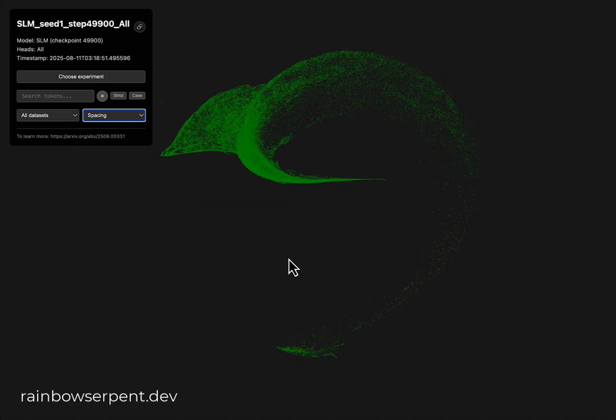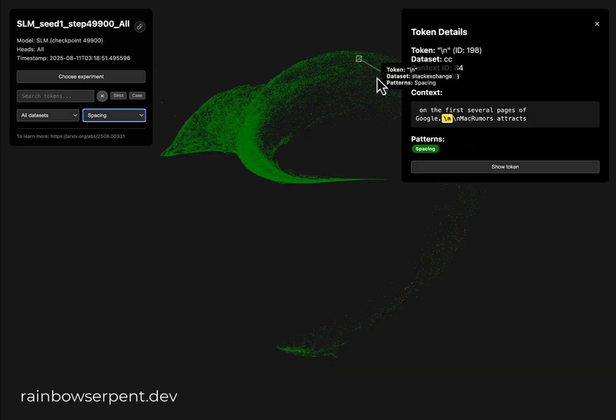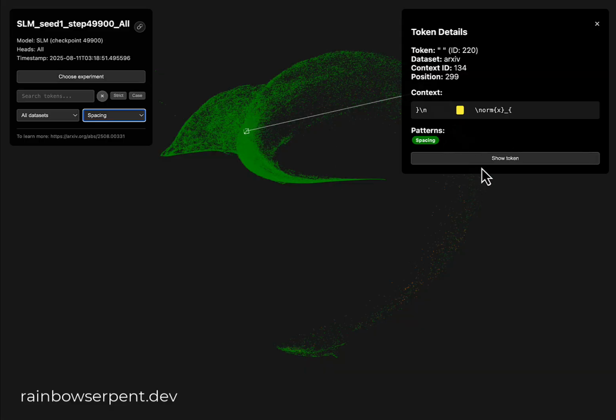So we just look at the spacing tokens. That includes new lines, which you'll see are in a different part of the anatomy to spaces, which are down here. So if I just show the spaces, you can see that new lines occupy a different part of the body of the serpent.